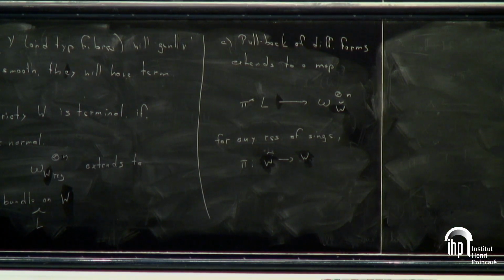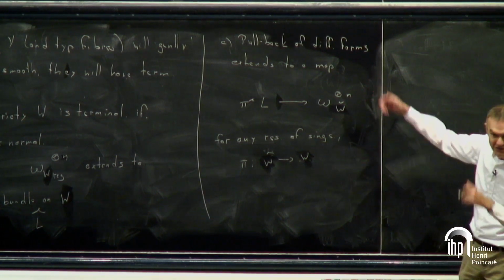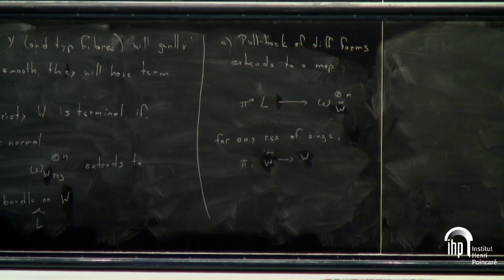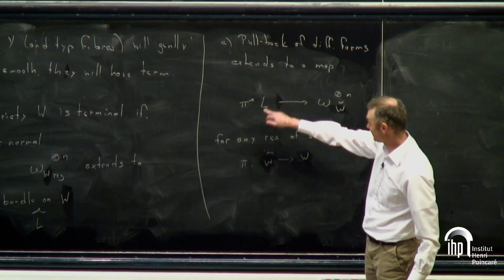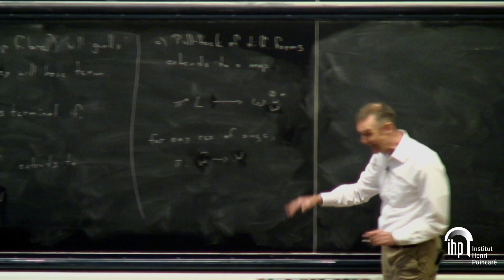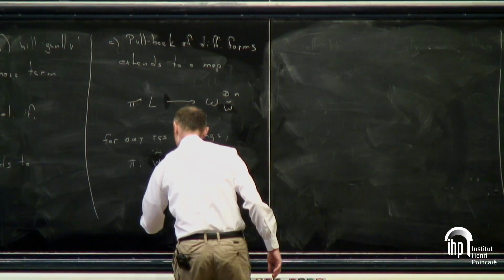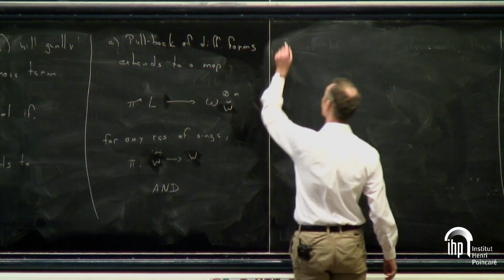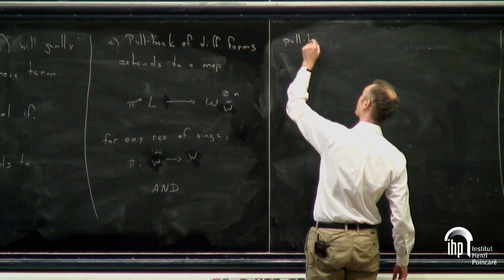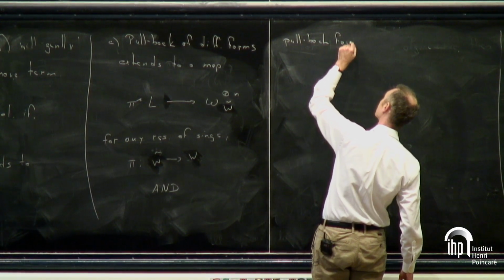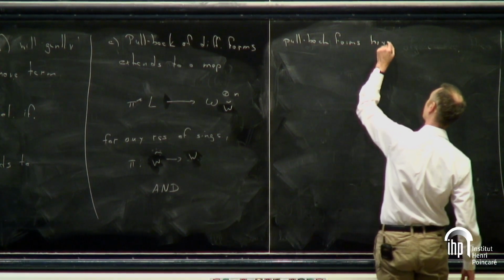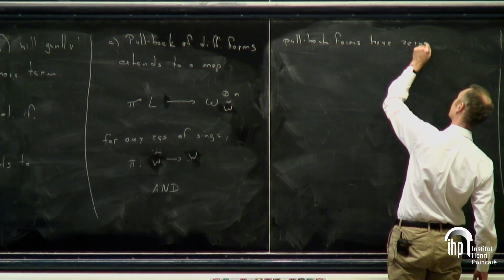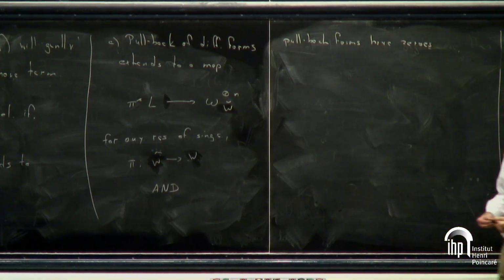Right, so whenever I have a morphism of spaces, I can pull back differential forms, and then when I can pull back differential forms, I can also take pluriforms. And this condition tells me that pullback just works with this line bundle here. And better still, pullback forms have zeros.